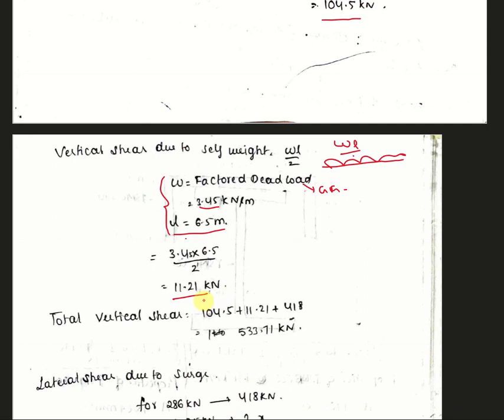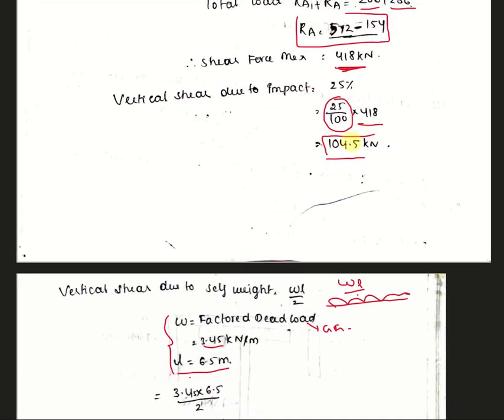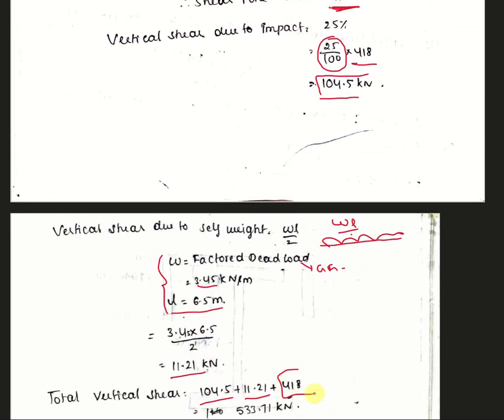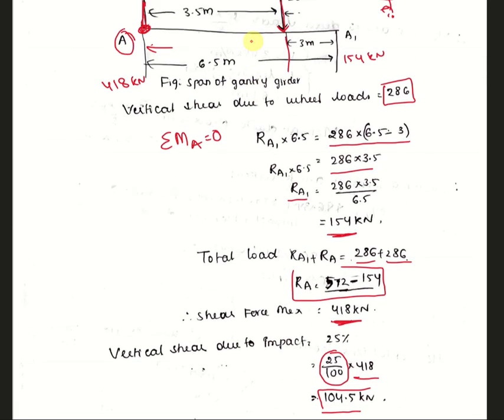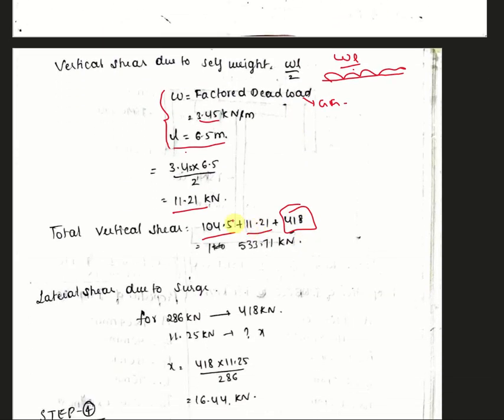Now, what is the total vertical shear? We have calculated the maximum vertical load due to impact, the vertical load due to self weight, and the maximum vertical load due to the wheel load. So three loads we have calculated: one with impact, one with self weight, and another one, of course, the live load. We get it as totally 533.71 kilonewton. That's the total vertical shear.